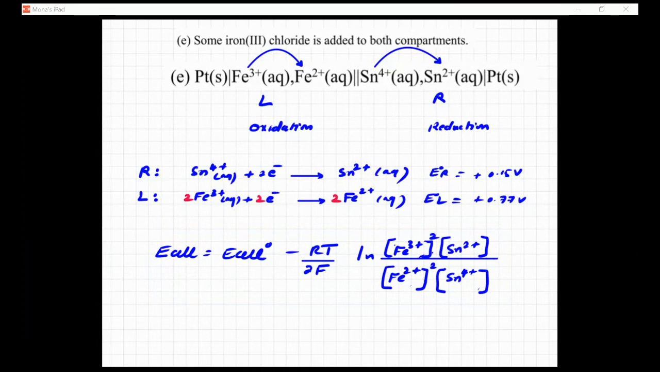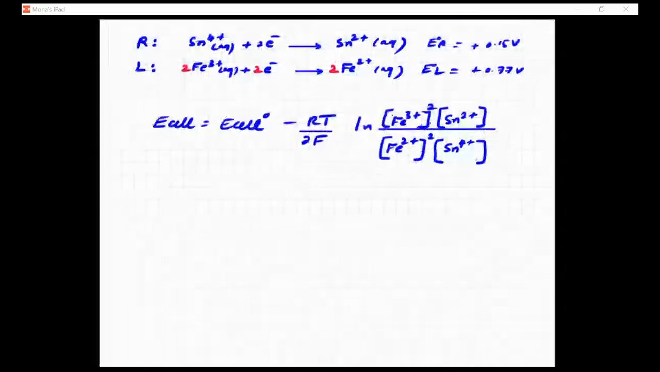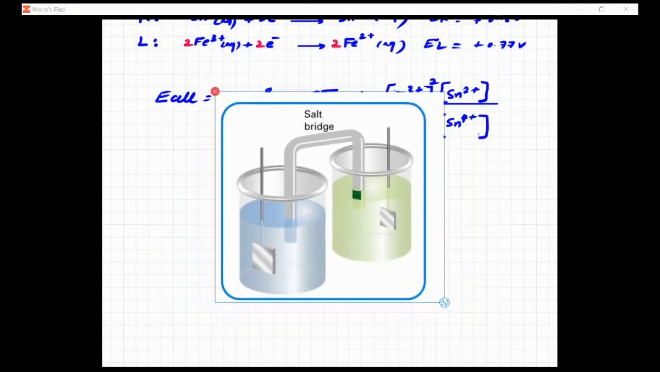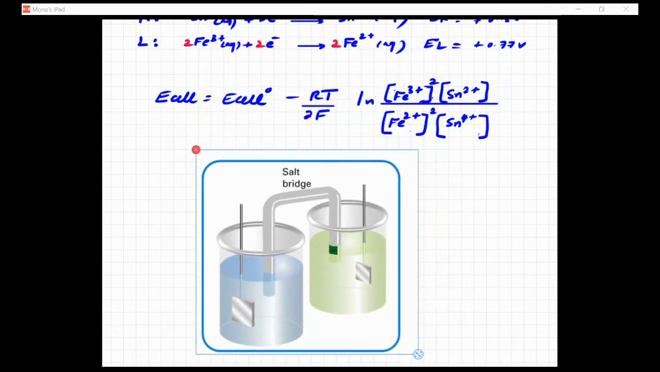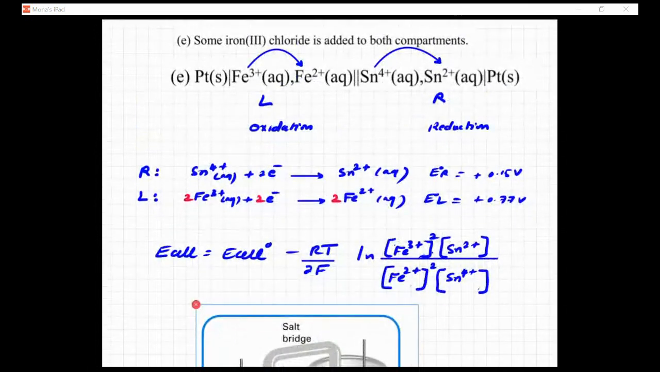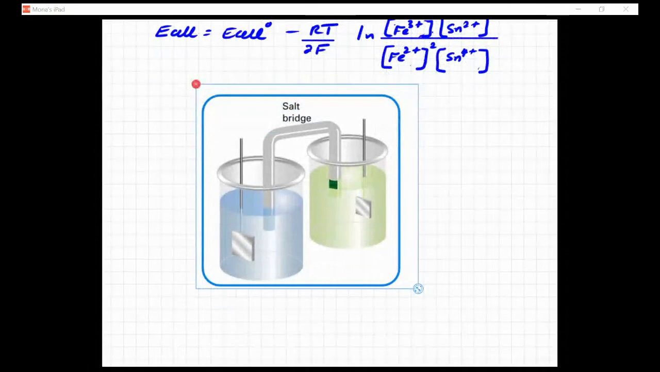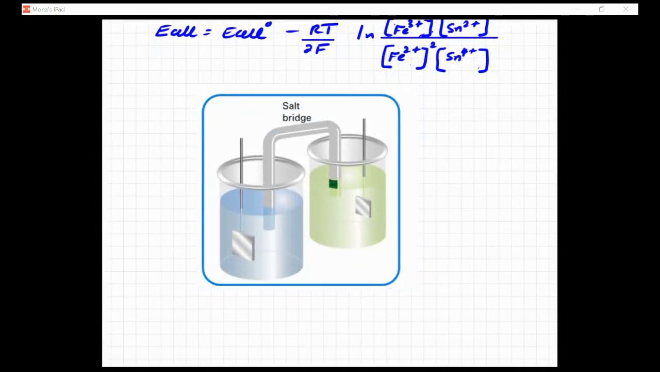Now, what we need to do is try to represent, so that we imagine the type of the cell or what is happening there. So maybe I will use this here. This is what I have. You could see that I have platinum on the left and platinum on the right.